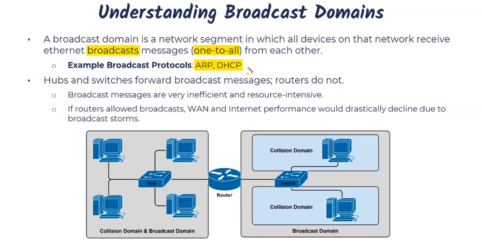Same thing for DHCP. If we need to pull an IP address from a DHCP server, we have to send out a request. Well, when we send out that request, we don't know which device is the DHCP server, so it goes out to every single device on that network, and only the DHCP server will respond. Now, when it comes to broadcast messages and broadcast domains, only hubs and switches forward broadcast messages, routers don't, and this is very important. So let's talk about why routers do not forward broadcast messages.